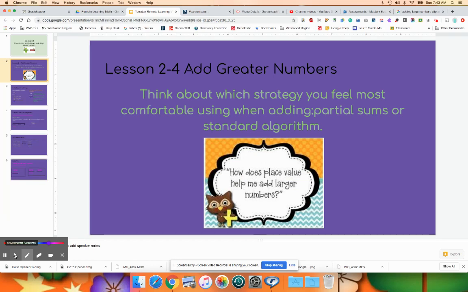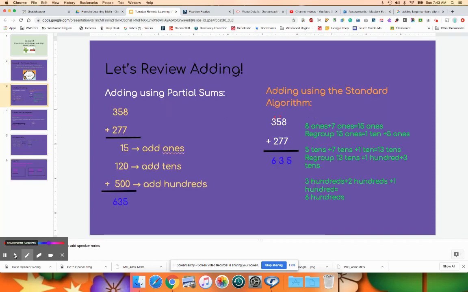This year, we introduced you to that idea of partial sums, or if you want to continue using the standard algorithm, you may as well. As you're doing this, though, remember how place value sort of helps you when you're adding larger numbers. So let's take a look. So let's review adding. We're going to review the partial sums, which was new for some of us this year. So that's over here. So if I have 358 plus 277, I'm going to think about the digits in the ones place, the 8 and 7.